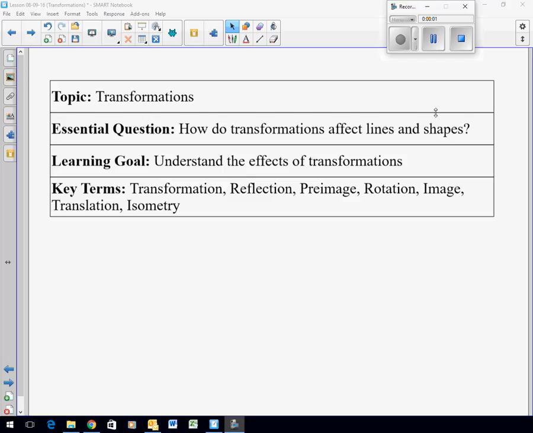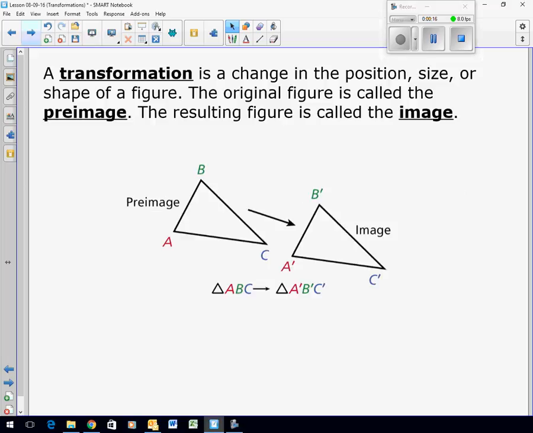I'll remember this. All right, so today we're going to talk about transformation. How do transformations affect lines and shapes? Our learning goal today is to understand the effects of transformations. We're going to be talking about transformations, reflections, pre-image, rotation, image, translations, and isometry.